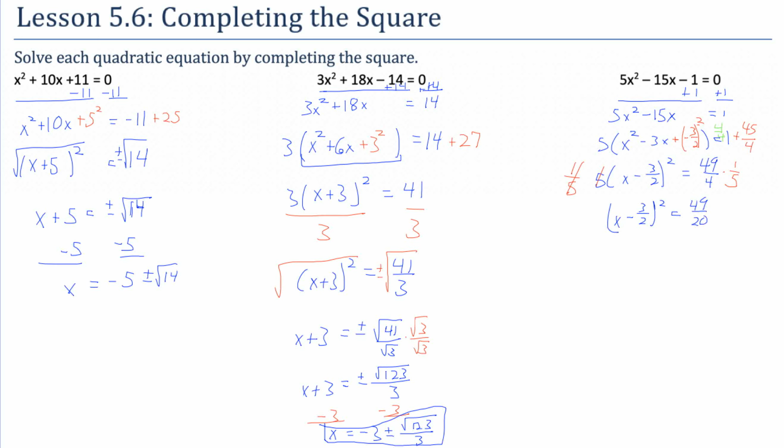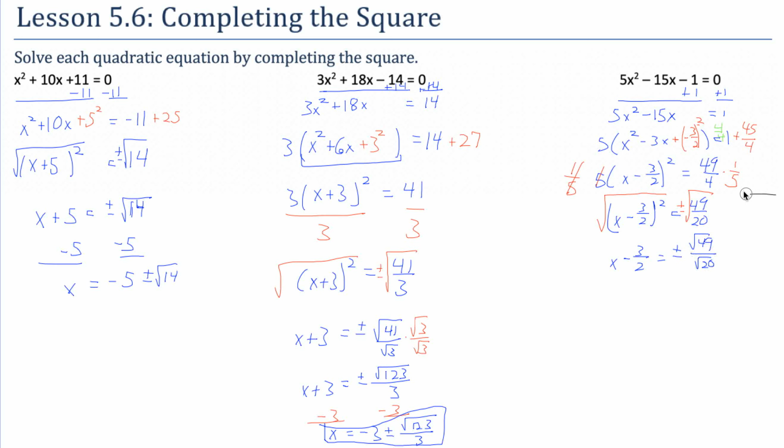Again, we're just following the steps through. We're getting some ugly looking things, but we take the square root of both sides now because we want to cancel the squared. Plus or minus. And that gives us, on the left side, just x minus 3 halves because the square root cancels with the squared. On the right, we have some simplifying. We have the square root of 49 over the square root of 20. We're just going to do a little side note here to help us simplify this.